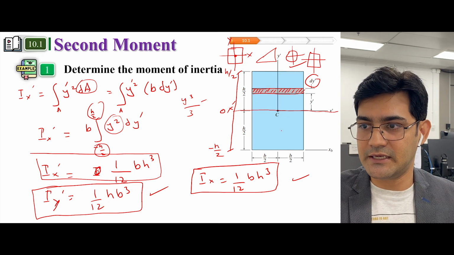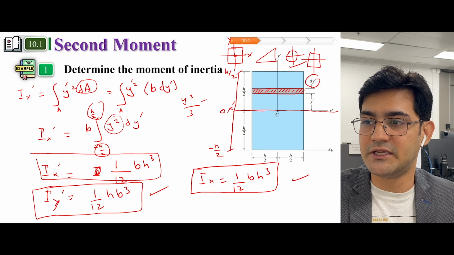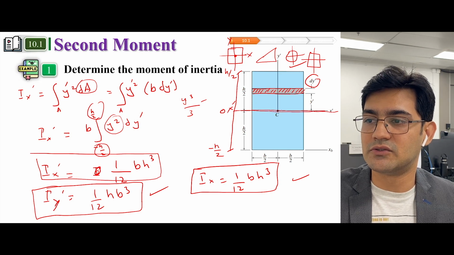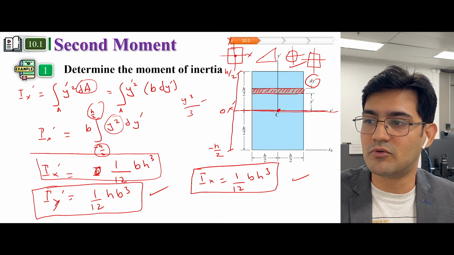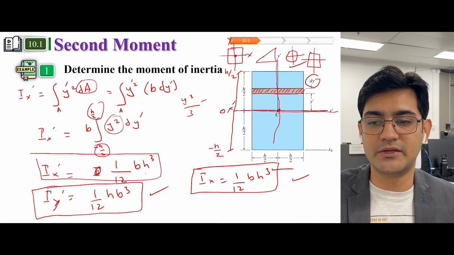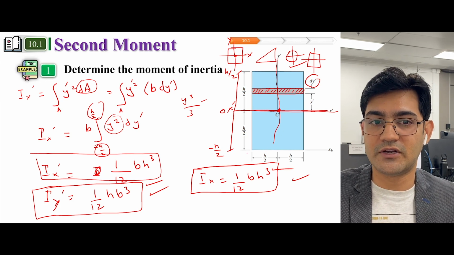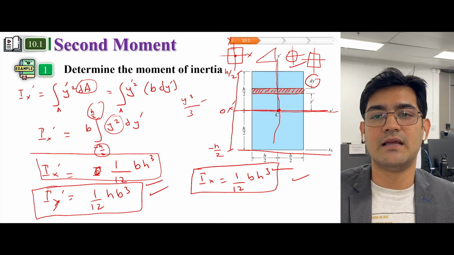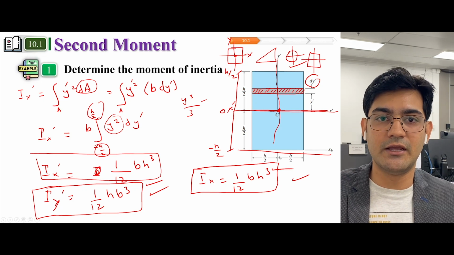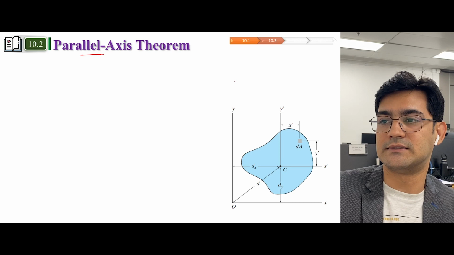Now, this is okay when we want to calculate moment of inertia along the centroidal axis. So this is the centroid. If we want to calculate the moment of inertia along the centroidal axis, then we can make use of these equations. But if we want to calculate the moment of inertia along any other axis, then we need to use the parallel axis theorem. So that's the idea of using parallel axis theorem.